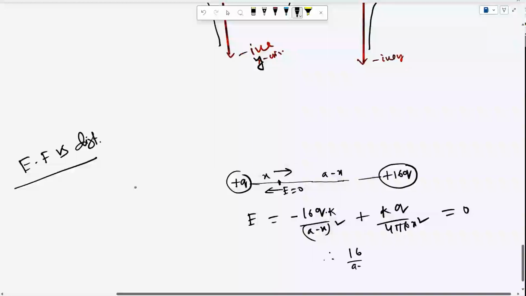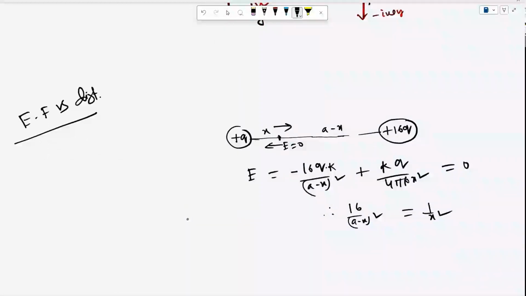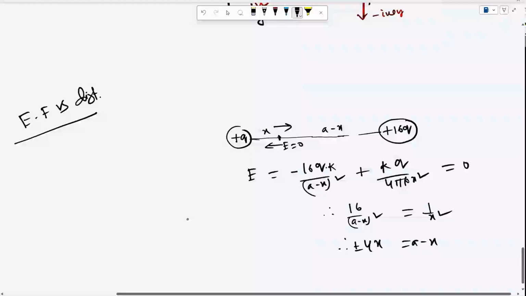So 16 by a minus x whole square equal to 1 by x square. Clear? So this is going to be 4x. By taking plus sign, x will be equal to a by 5. At the point a by 5, electric field strength will be 0.